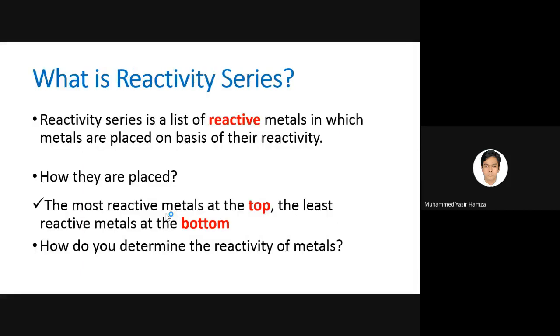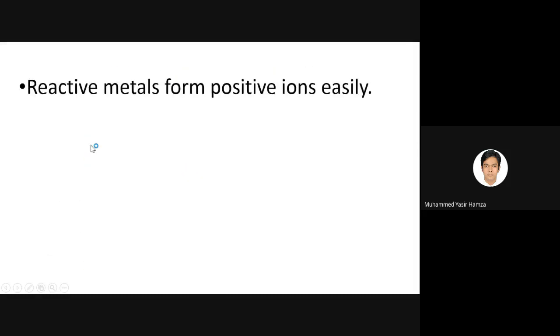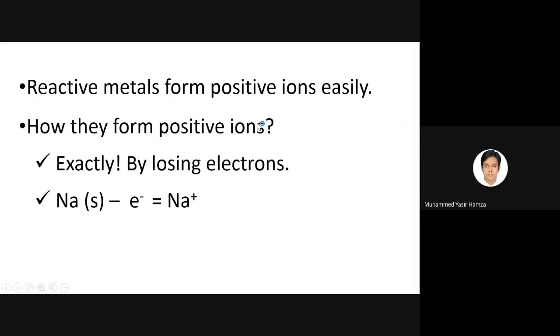Okay, so how can we relate the reactivity of these elements as we are learning chemistry? The metals which are participating in a reaction very easily, we would call these metals or these elements very active. So the metal which takes part in a chemical reaction easily is active. So reactive metals form positive ions easily. How do they form positive ions?